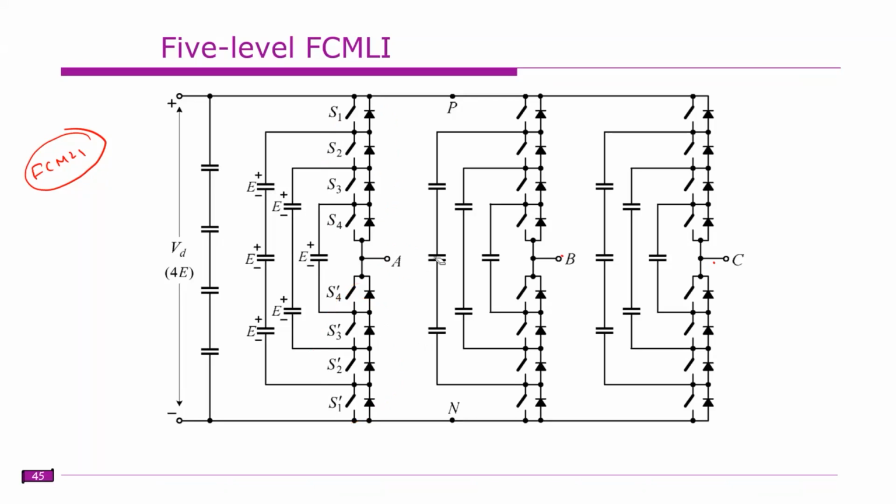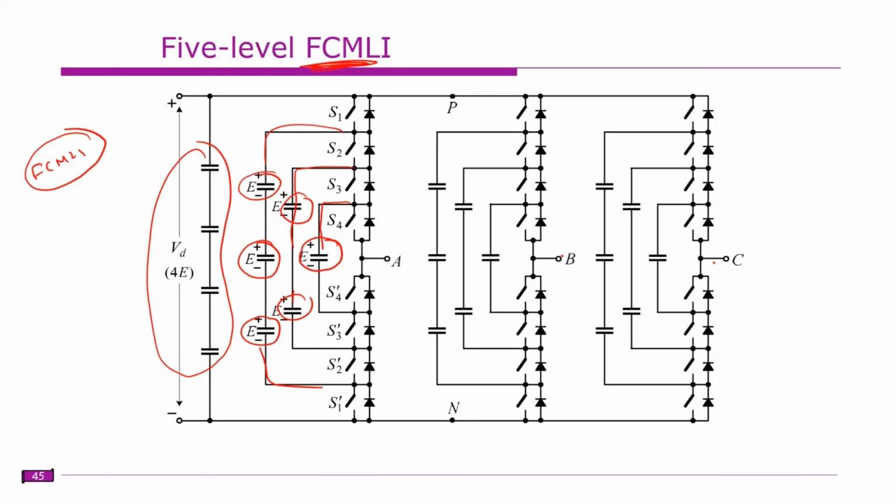Here the intermediate levels can be obtained by using pre-charged capacitors. This is a pre-charged capacitor which is charged to E voltage. There is another one, which is connected to 2E voltage, and this is connected to 3E voltage. These are the pre-charged capacitors. This entire thing is the DC link, which is common to all 3 phases. Similarly, this is charged to E, this is charged to 2E, and these 3 are charged to 3E. So each one is E.